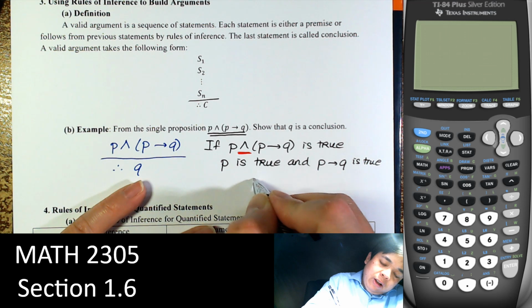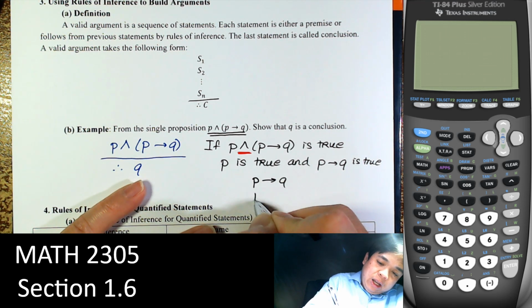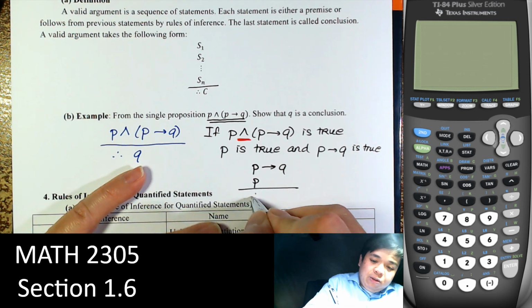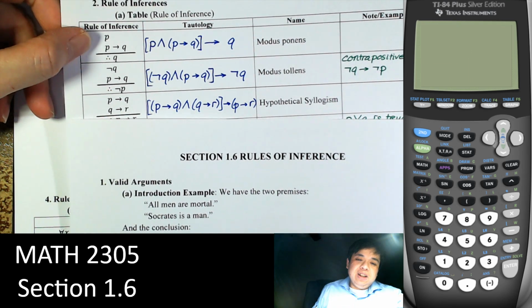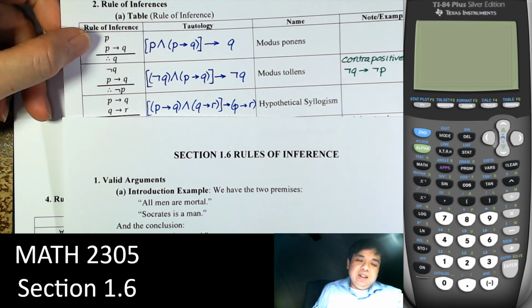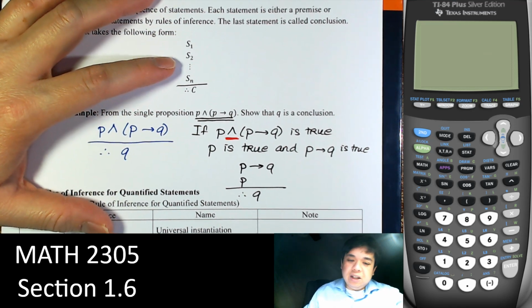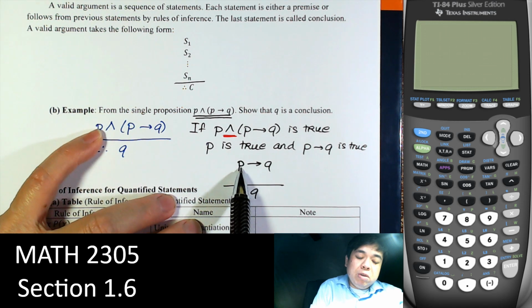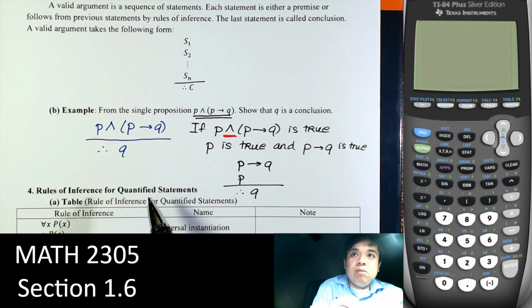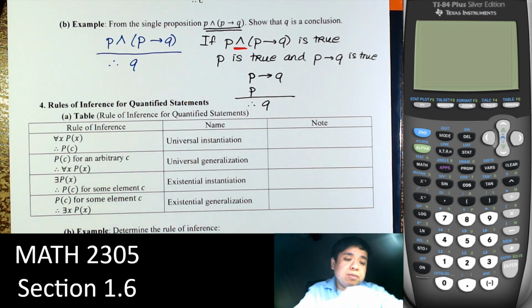So we have P implies Q, and we have P already. Therefore, we have Q. Okay, so that is the first one. Even though this is not one of the premises, this premise is derived from that statement. So we can certainly prove like that.